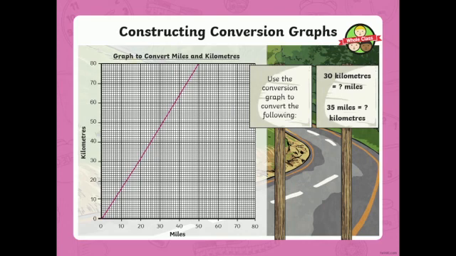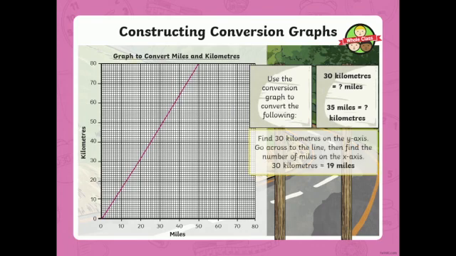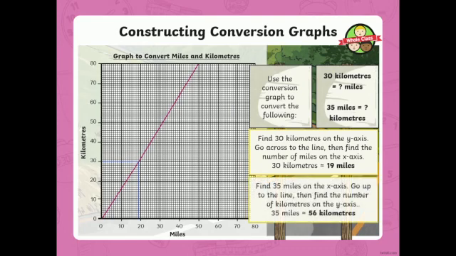Right, so if you've read the graph carefully, you should have 30 kilometres equals 19 miles. So we go across from our 30 kilometres, and then we go down to find how many miles it is. The other one is 35 miles. So this time we would start along the bottom because we're starting with miles. And then we follow it up to the line and across, and it takes us to 56 kilometres. So 35 miles is approximately 56 kilometres.